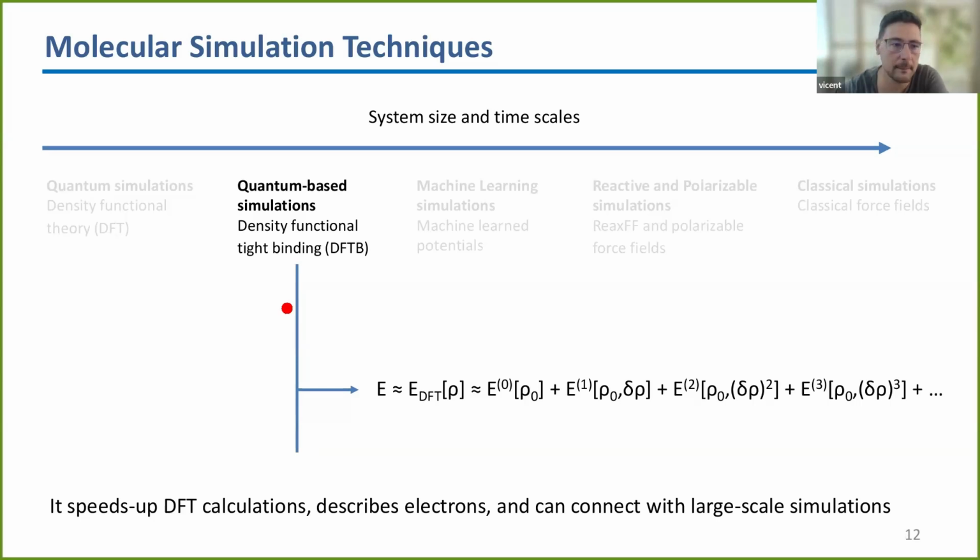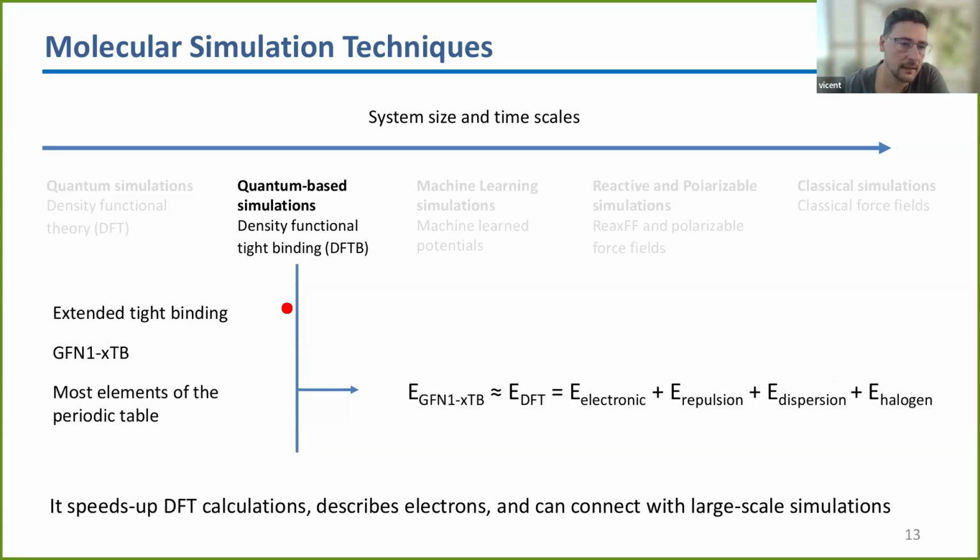Specifically, I have been working with this one, the extended tight binding method, GFN1 extended tight binding, because the parametrization of this is not straightforward. It costs time, so it's very complex to parameterize this, and this came directly with the elements of the periodic table.